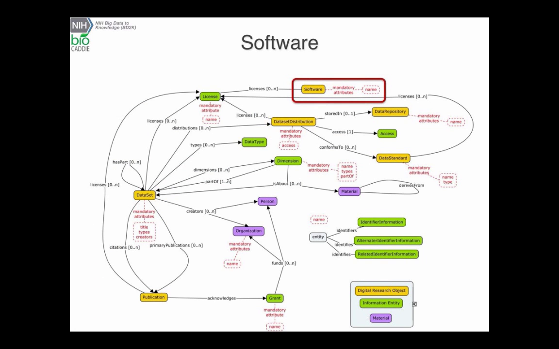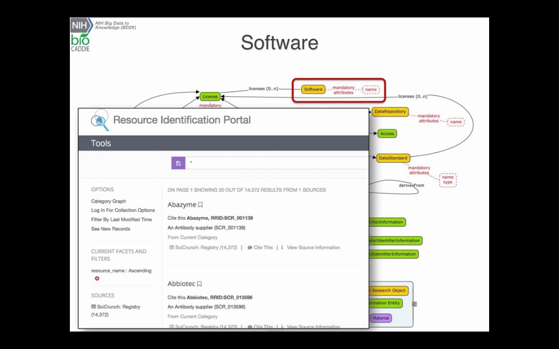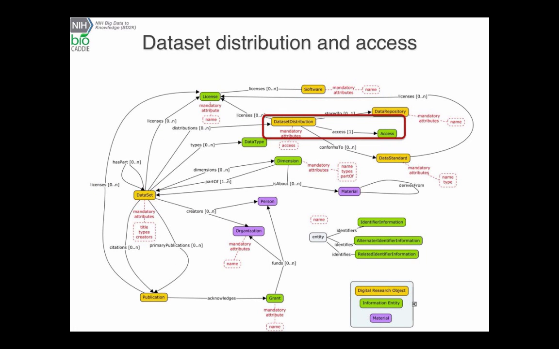Software, again, it's important to know the software which is related to a data set. So the idea here is to point to the external index that has the information about the software. Here is a screenshot that Jeff provided me from the Resource Identification Portal. It's a SciCrunch system, where all the software in this case is listed. And so we can point to other tools. We can point to bio.tools, or anywhere the software is actually listed, so that more information about the software is provided.